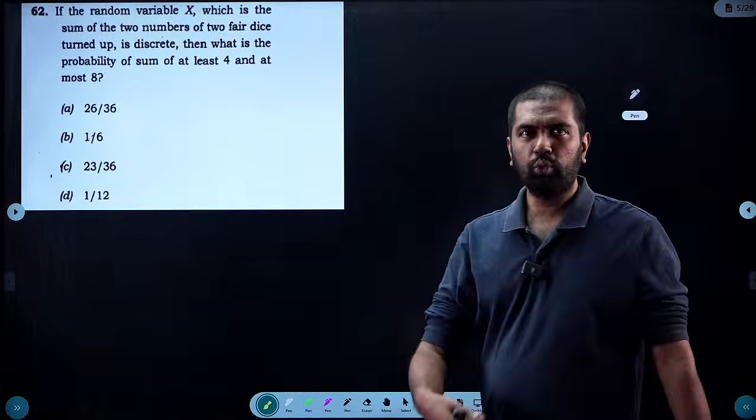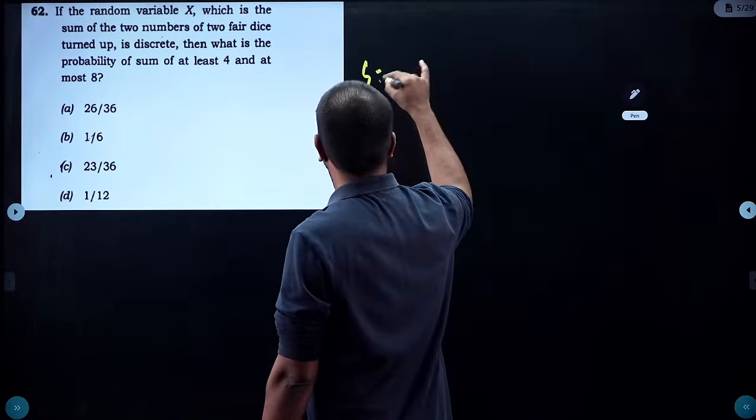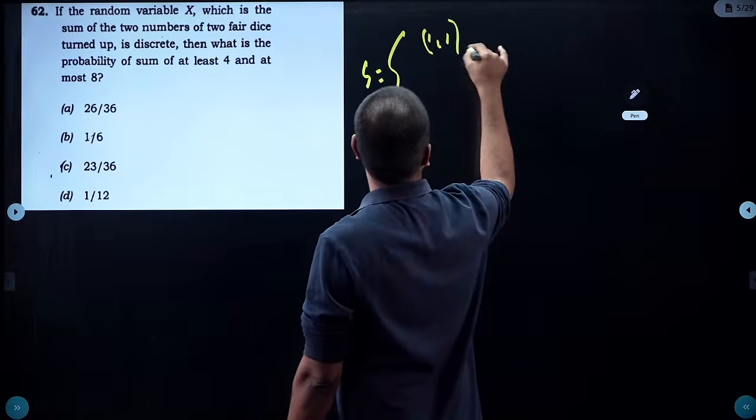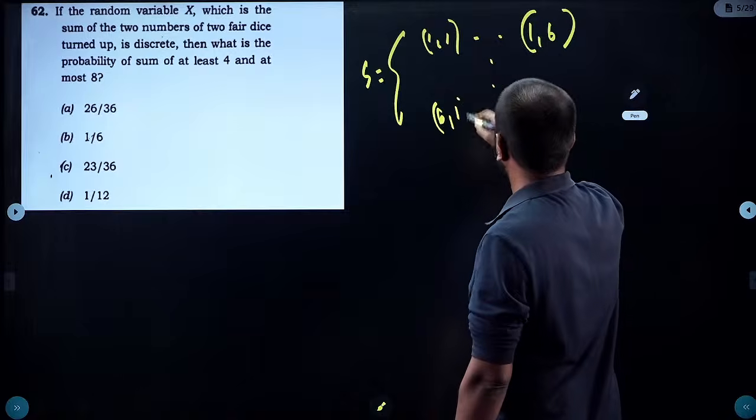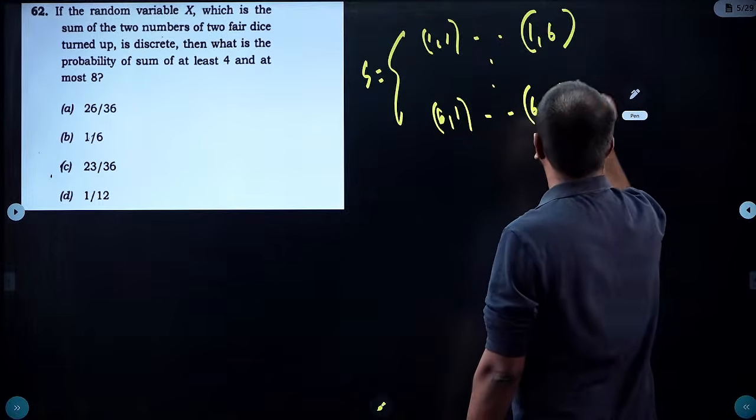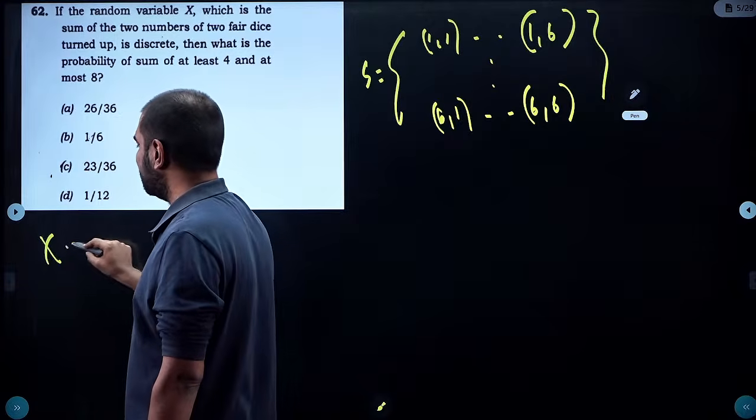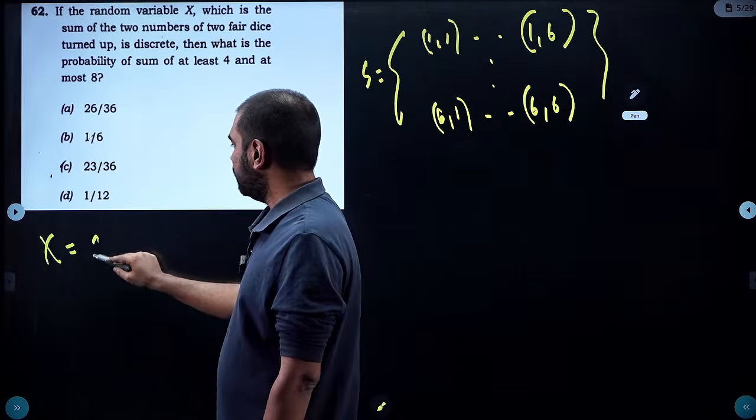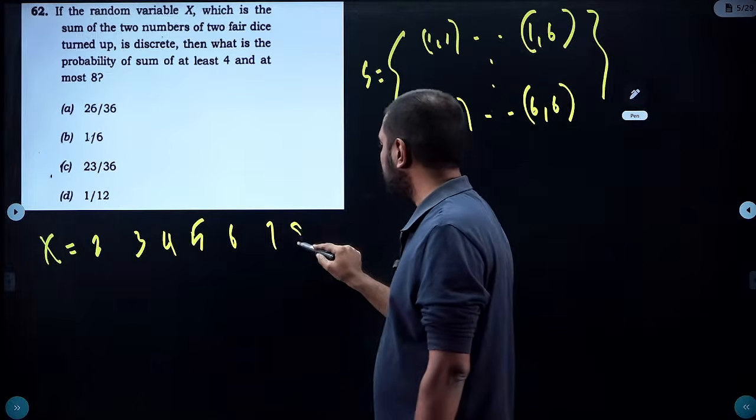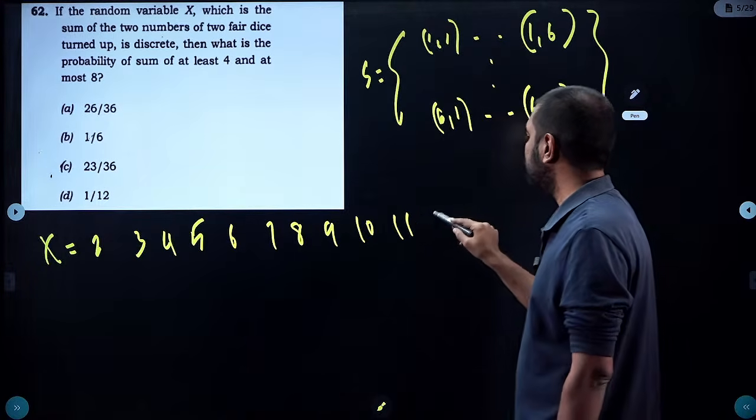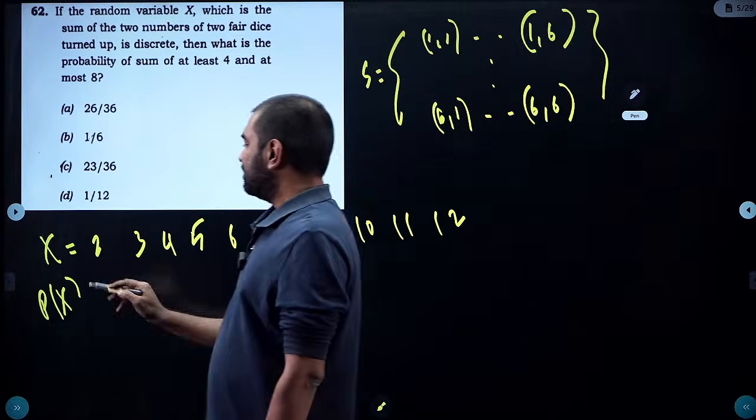When 2 fair dice are thrown, you look at the sample space, you have 36 points like this: 1 1 to 1 6, and so on, 6 1 to 6 6. You would have seen this many number of times. If x represents the sum, then the sum takes values like 2 3 4 5 6 7 8 9 10 11 12. And you also know their probabilities. It actually maintains a symmetry.